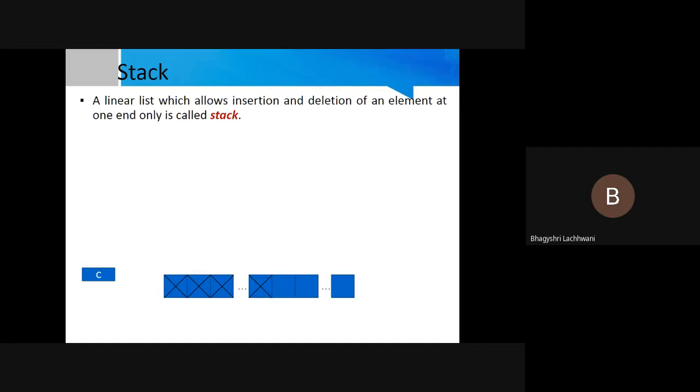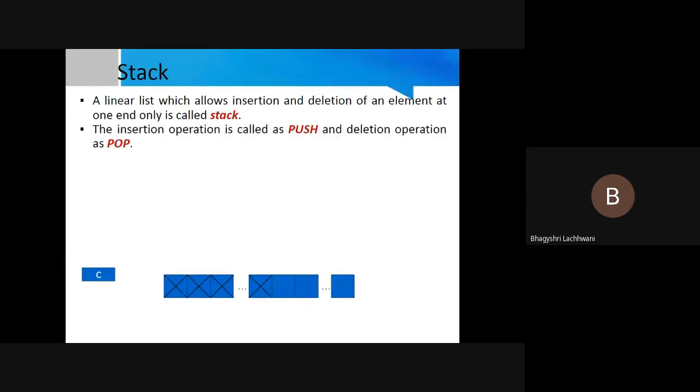That means whatever comes first will go outside last. Whatever element or person came last has to be discarded first. That means the strategy we are following here is LIFO. What is LIFO? The full form is last in, first out. That means the last element coming inside has to go out first. So last in, first out. That is actually the important concept of stack.